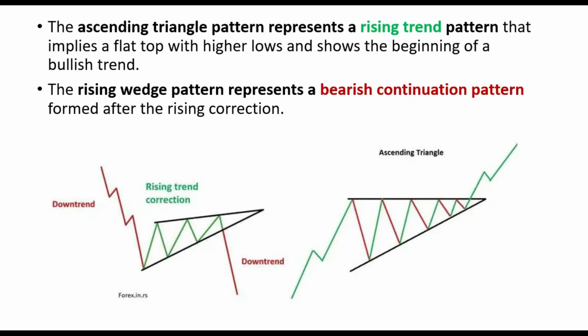The ascending triangle pattern represents a rising trend pattern that implies a flat top with higher lows and shows the beginning of the bullish trend. As you can see on the right side of the screen, there is an ascending triangle picture, and we have a bullish trend with a green line, and after that we have a few waves, bullish, bearish, etc. And after that, when price breaks an important strong resistance, we can see new highs.